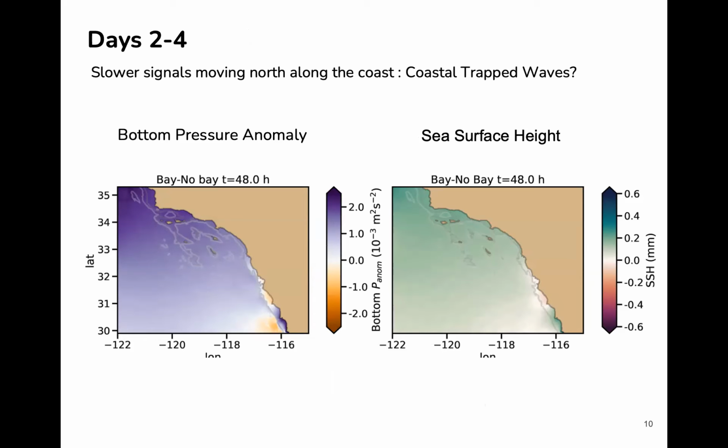And these are the next 2 days, days 2 to 4. We see slower signals starting to move north along the coast, and these are probably coastal trapped waves. We're looking at the signature in bottom pressure anomaly, and it has weird units. But what I really wanted to show is the difference in sign so that we could see nice things. This is bottom pressure, and this is sea surface height.